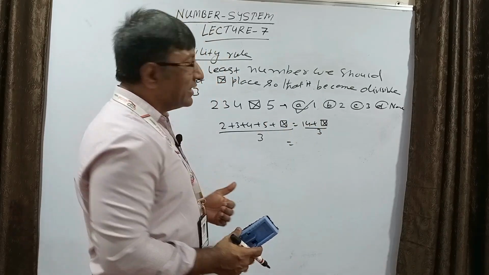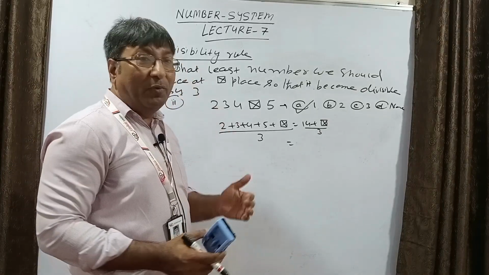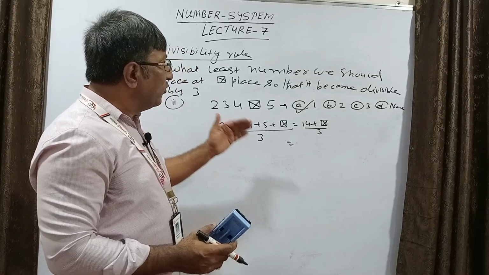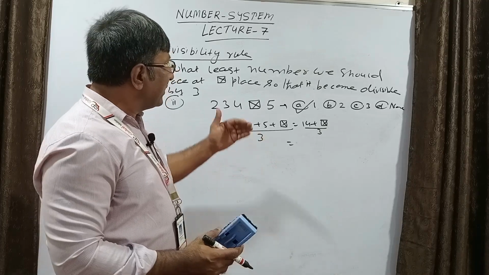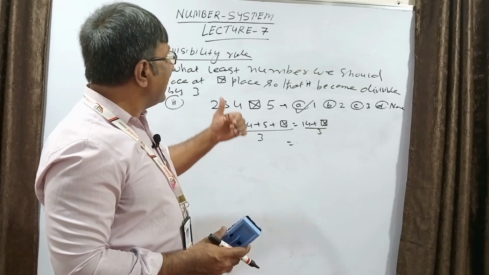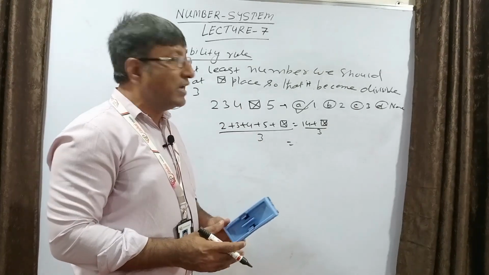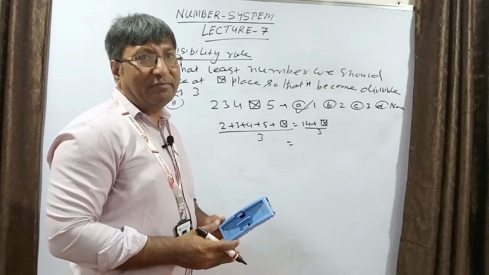So in this class we have explained the divisibility rule by 2 and the divisibility rule by 3. Any question of this type that comes, you can solve very easily. In the next class, lecture number 8, we will discuss the other digit numbers and how we can find those types of answers. Thank you.